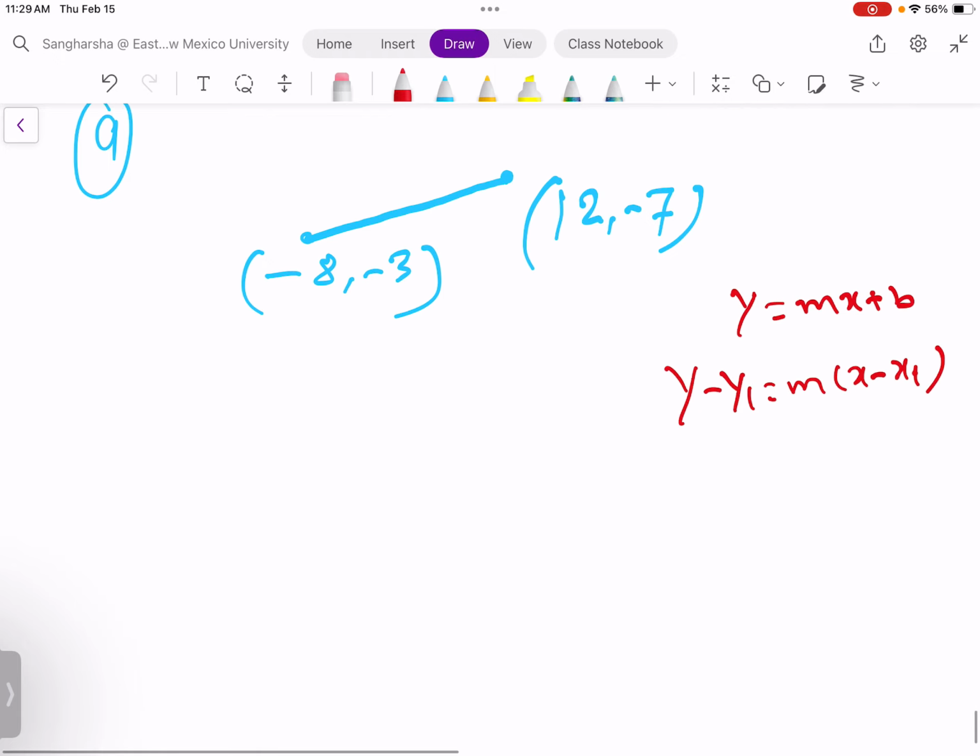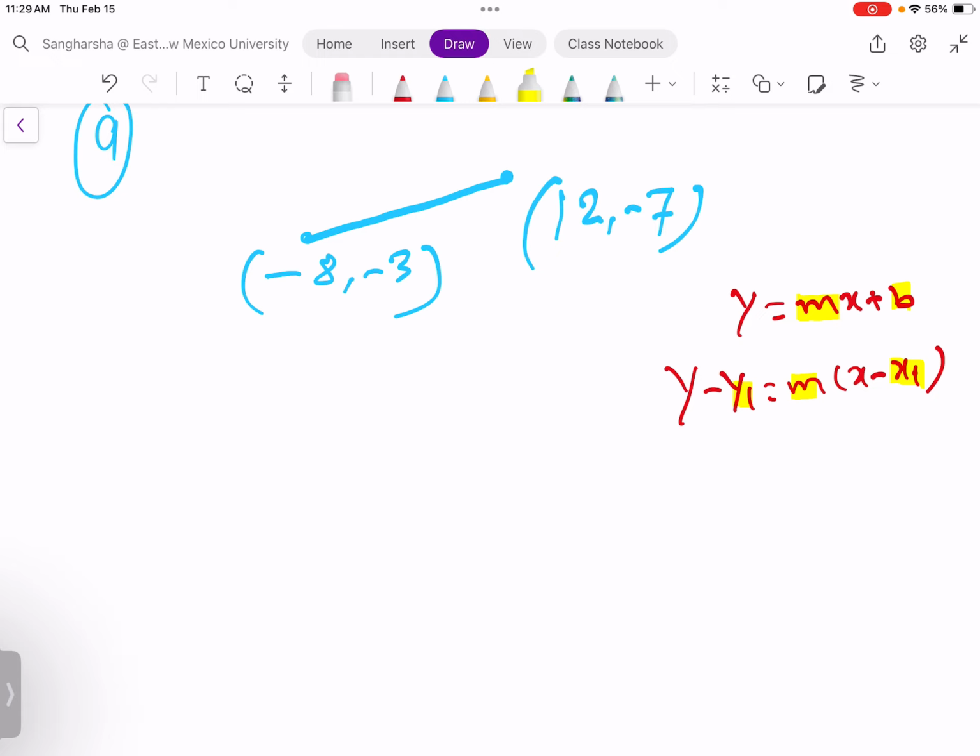Now for the first option, in order to use it, we need to know the slope of the line. We need to know the y-intercept. Is the slope given to us? Do we have the y-intercept? Now for the second one, if we have 1 point (x1, y1) and a slope, we can use the second option.